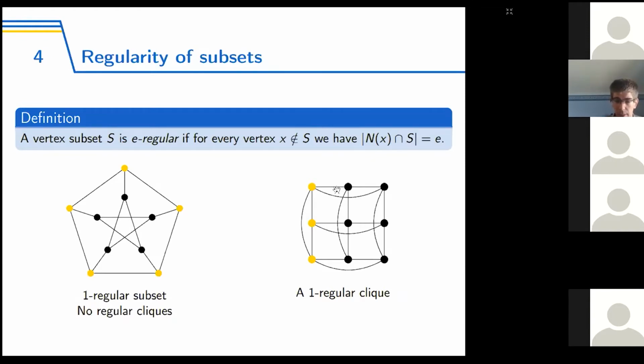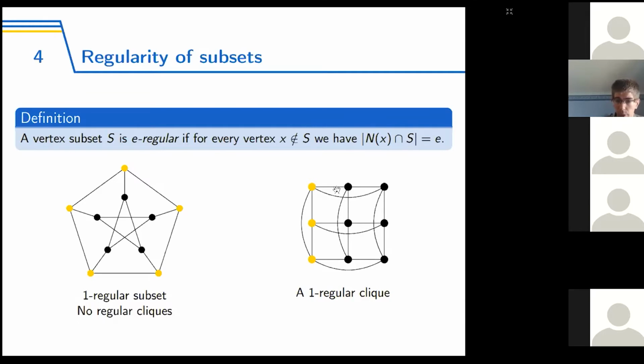In the Rooks graph, we see that the yellow subset is a one-regular clique, again because every black vertex has one yellow neighbor. The difference between these two examples is that on the right, the yellow subset forms a clique, and on the left it does not. And in the Petersen graph, there are no regular cliques because the largest cliques are edges and they are not regular.